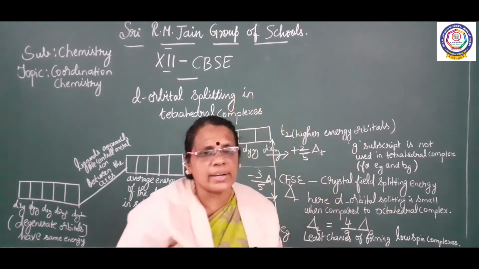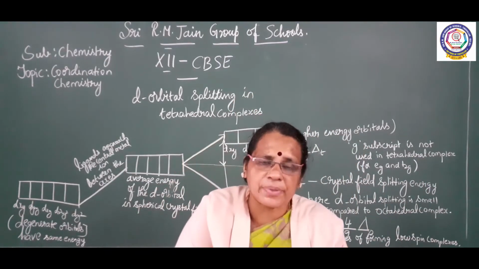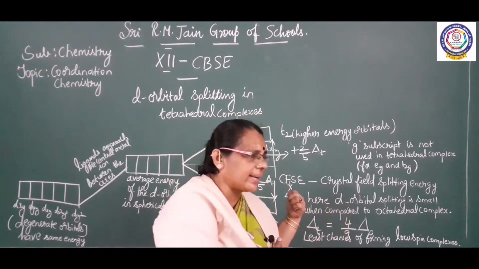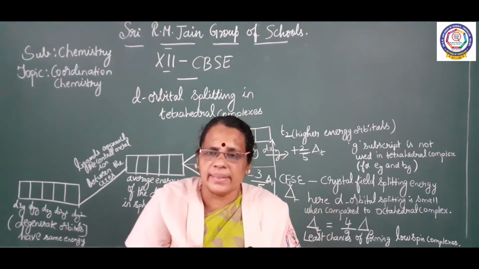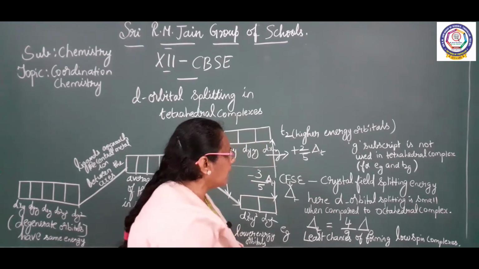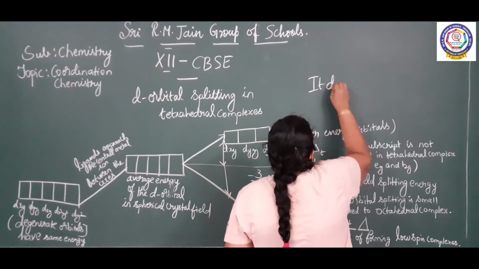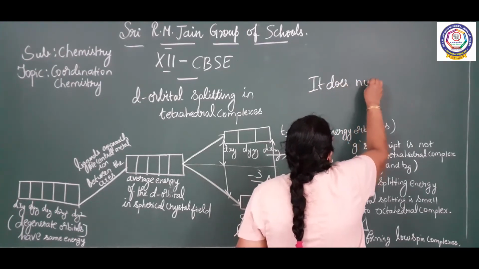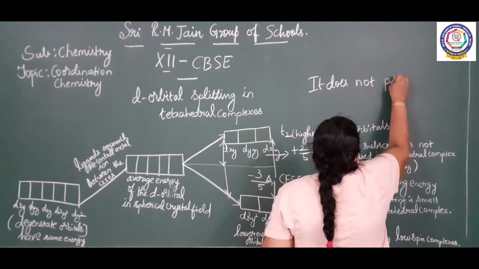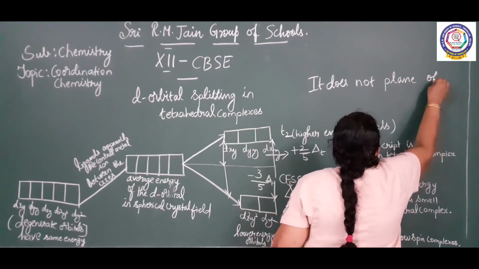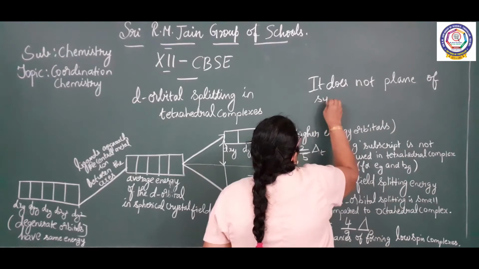So in case of octahedral complex, we will be writing the subscript as t2g and eg, whereas in tetrahedral complex, we will not write the g subscript because here it doesn't have a plane of symmetry.